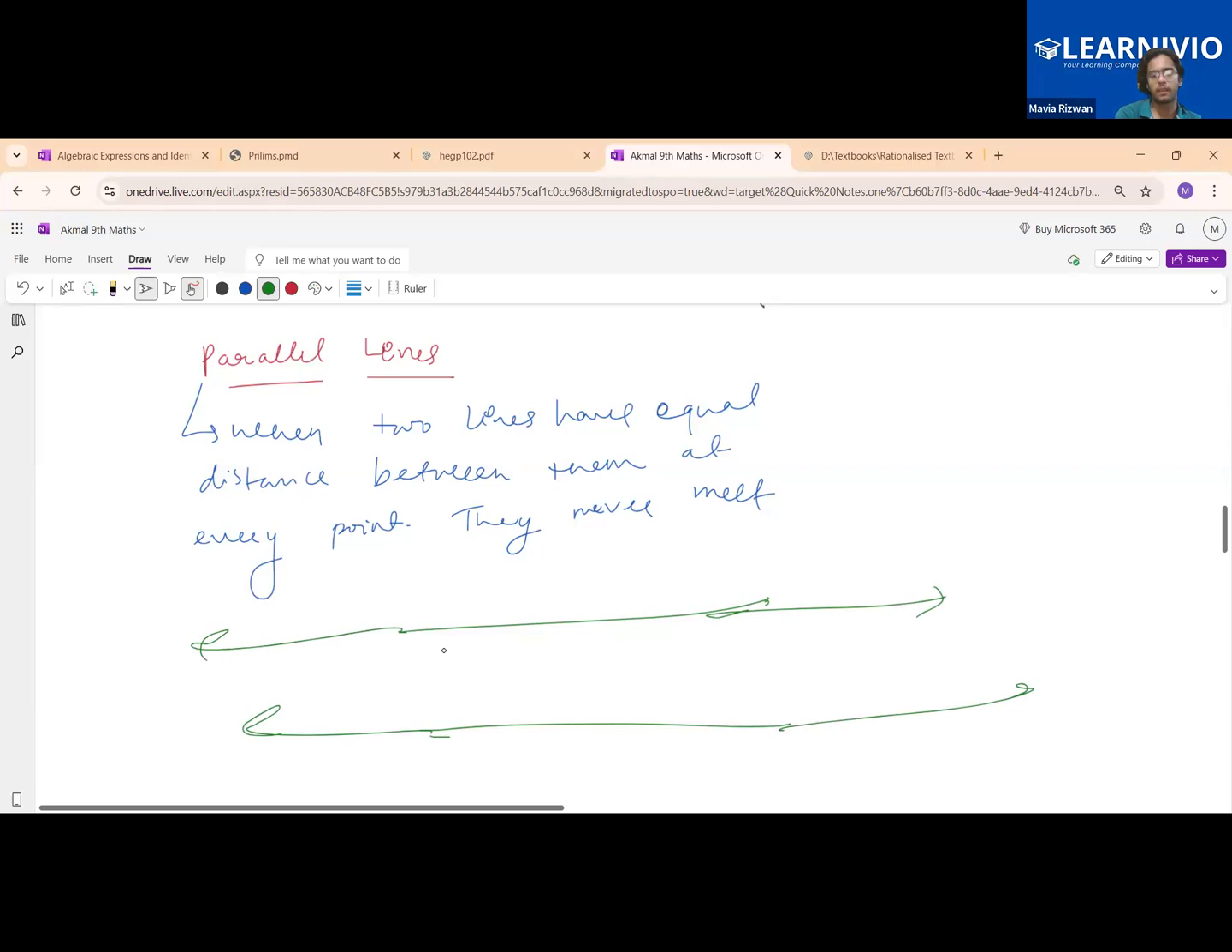Okay. Now you say, sir, these lines are not intersecting, they are not parallel, so what do we call them? Bache, these are actually intersecting lines. How? Because I told you lines can be extended. I'm not showing the arrows, but I told you this is a line.